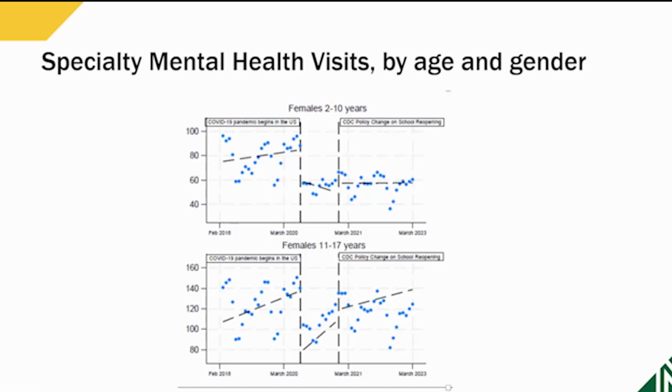And this repeats. It repeats for males, it repeats for primary care, and it repeats for prescription drugs. So while for the older age groups, and we look at 17, 18, 19, 20, 21, we see a reversion, but we don't see it for the youngest.